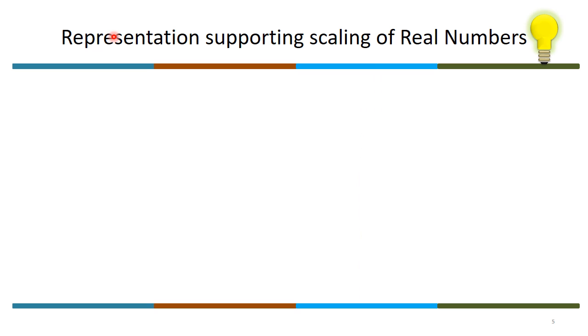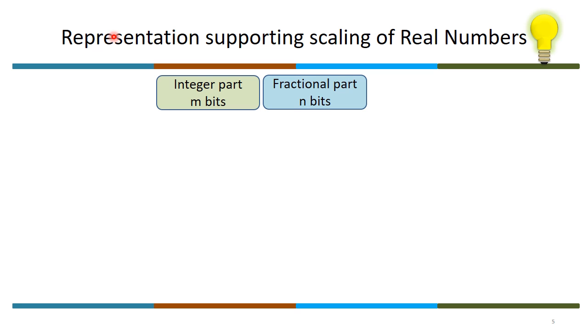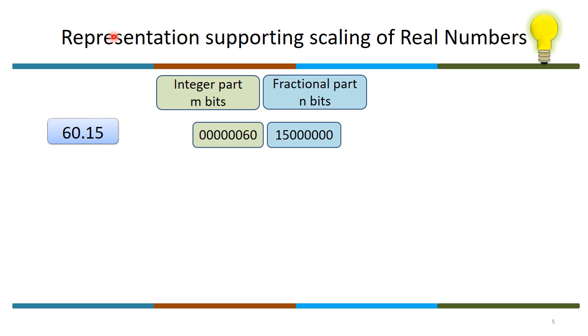Let us see the decimal representation that supports scaling of real numbers. Just to recap on the fixed point representation, we have an integer part and a fractional part. A quick recap of how this can be formed with a real number. We fix the width space for the integer part and the fractional part. In this case it is 8 spaces. So we have 60 and 15. This is a notional decimal point or a radix point, right?